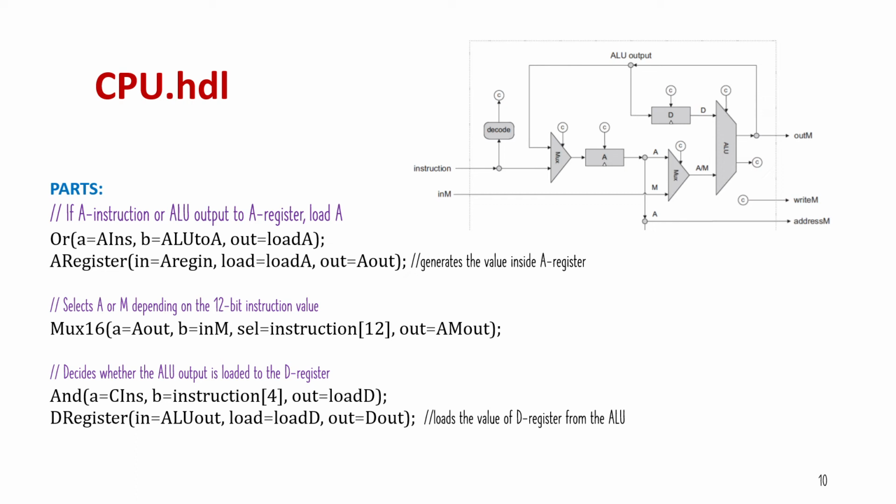And now the AND gate. The AND gate is used to determine whether the ALU output is loaded into the A register. Sorry, into the D register. And then comes the D register. The D register is implemented to load and store the value of the D register from the ALU.